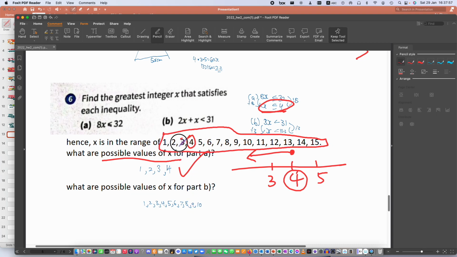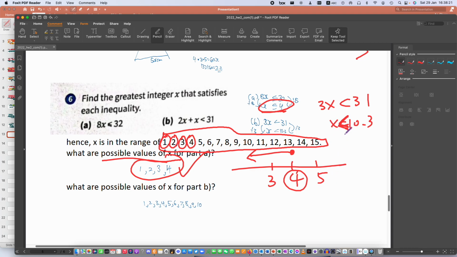But you can also go 3, right? You can also go 2, right? You can also go 1, right? That's how you get 1, 2, 3, 4. Are you clear or not? Okay, good. Now, what are the possible values for x for part B? Let's do part B first. So part B is 3x. So x is 10.3, right? This is smaller.